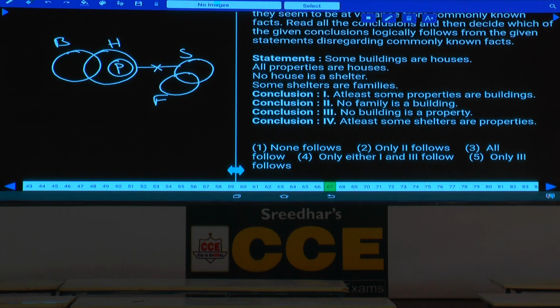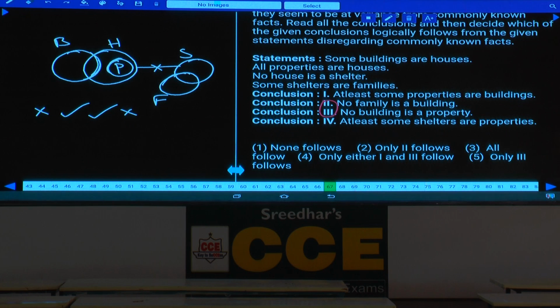Now in this basic diagram, first conclusion, some properties are buildings. Some properties are buildings is false because these are the properties and these are the buildings. No intersection between property and building. First one is false. And second one, no family is a building. Family is here, building is here. As of now, it is definitely true. And no building is a property. Building is here, property is here. This is also definitely true. And some shelters are properties. Some shelters are properties is false. Again, if you observe here, out of these 4 conclusions, only the second and the third conclusions follow. And these 2 are negative conclusions.